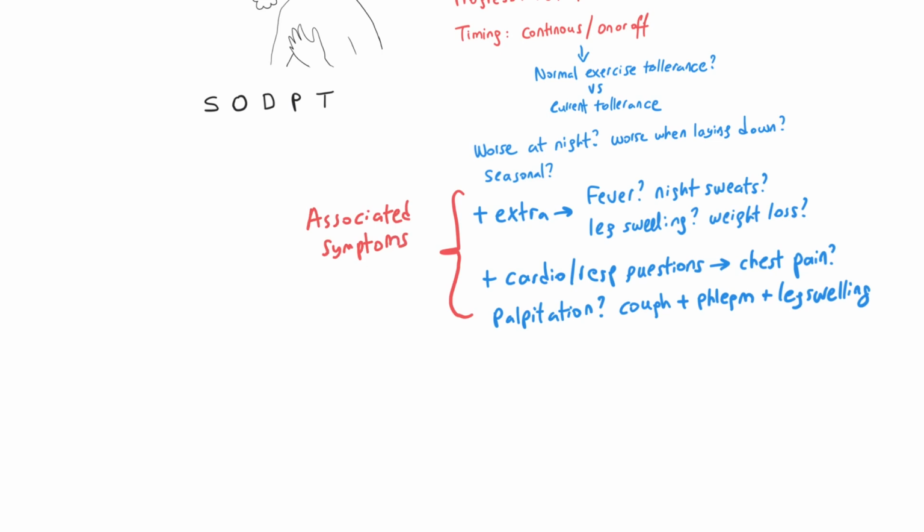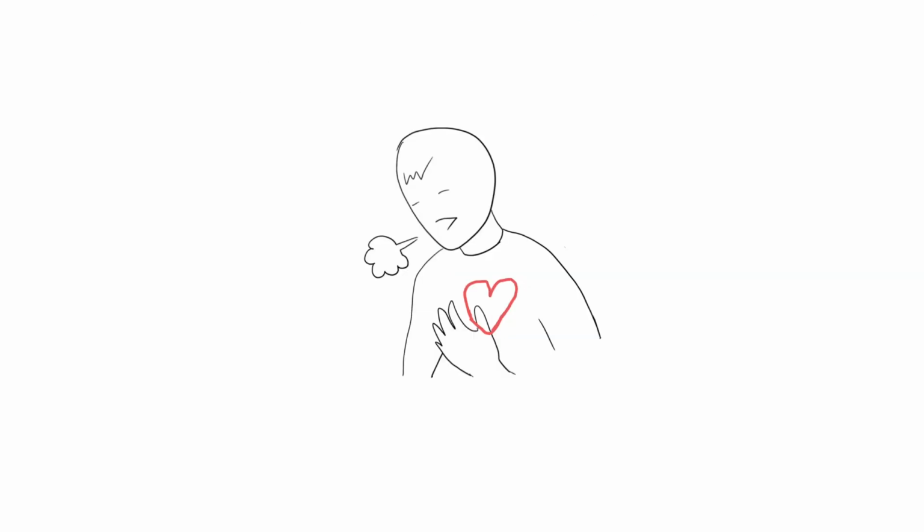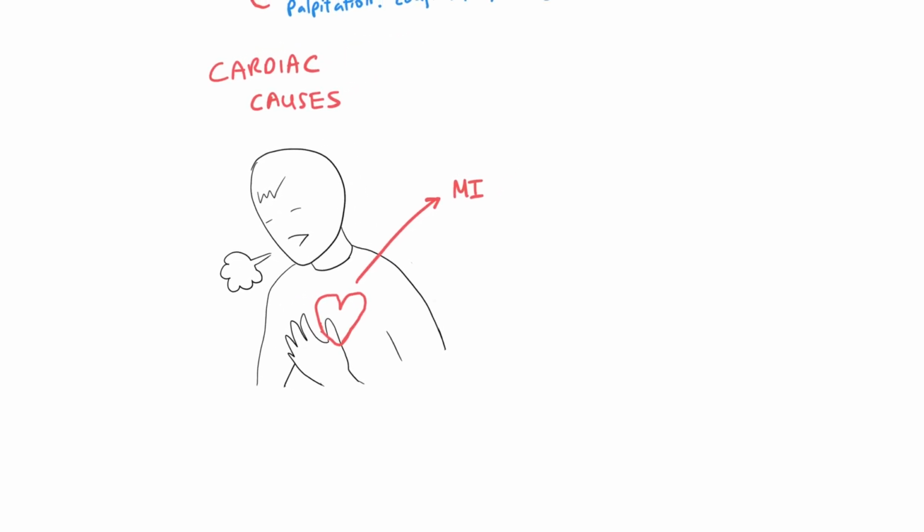At this point, you've got an idea of what may be going on, hopefully. So let's talk a little about the differentials when you're thinking about shortness of breath. You want to think about the cardiac causes for shortness of breath. The first thing, obviously, is your big one, the MI or heart attack.